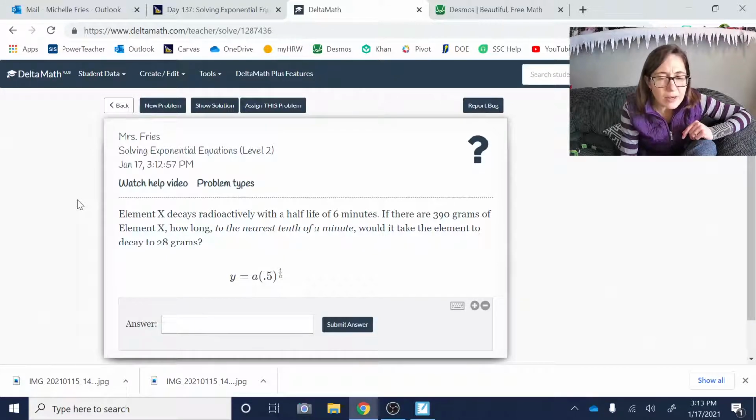Element X decays radioactively with a half-life of 6 minutes. There are 390 grams of element X. How long, to the nearest minute, would it take for the element to decay to 28 grams? Okay, so let's see here.